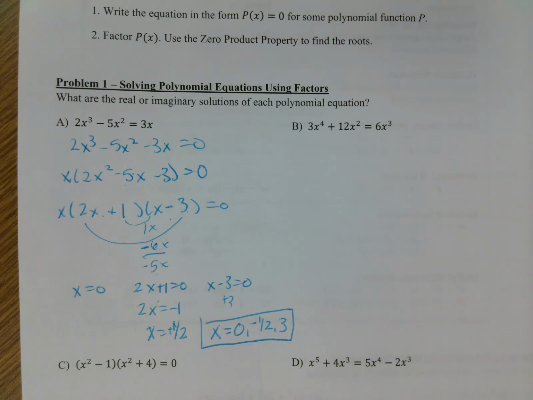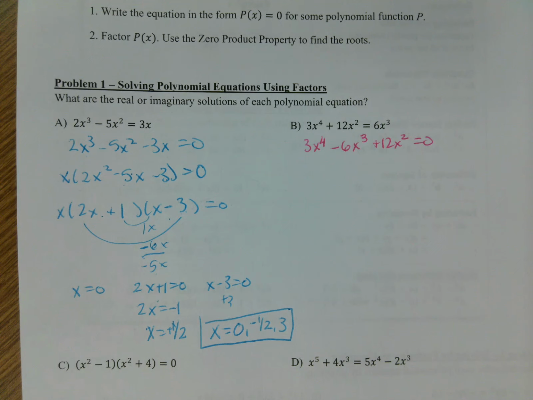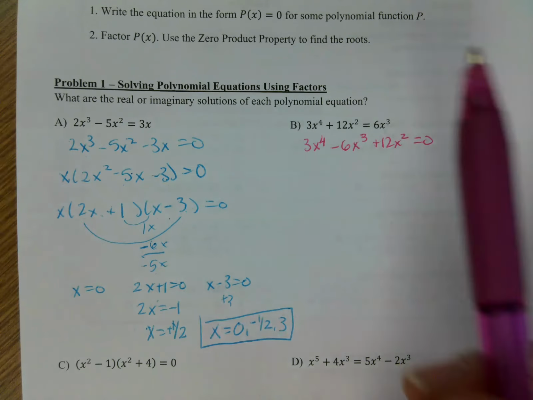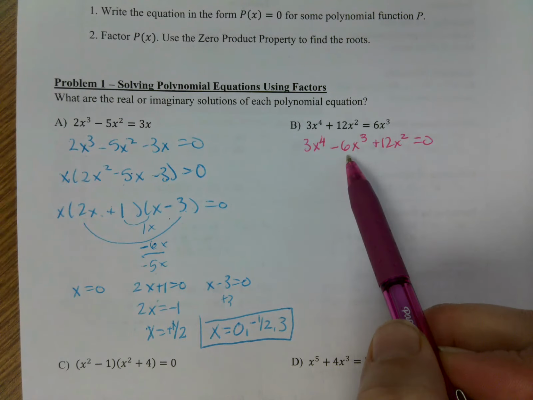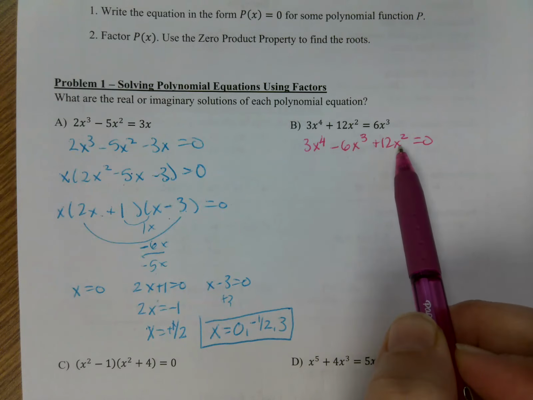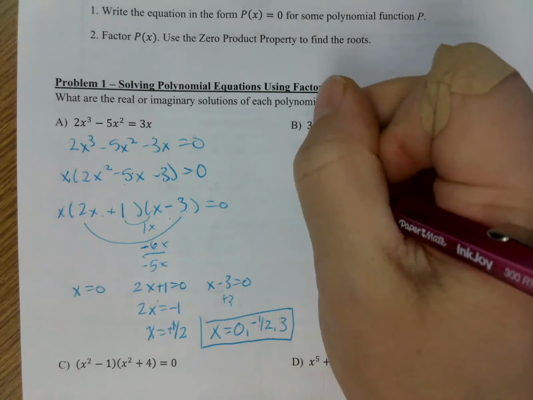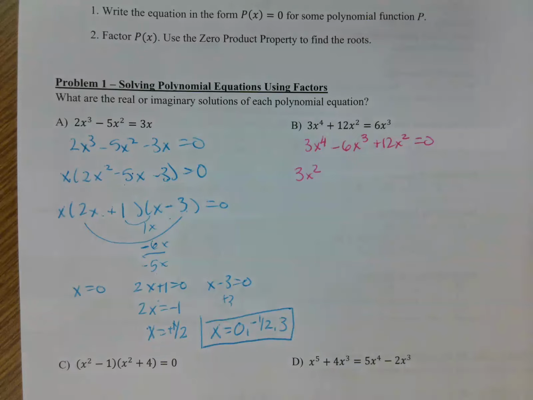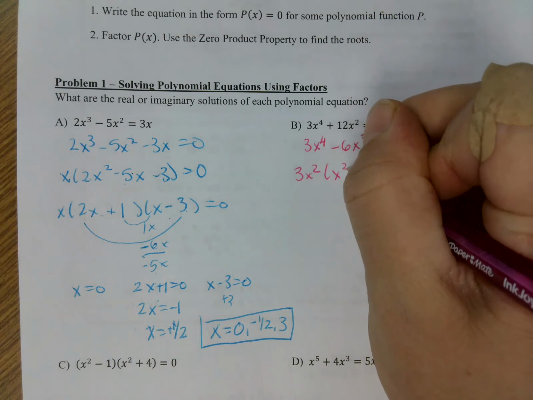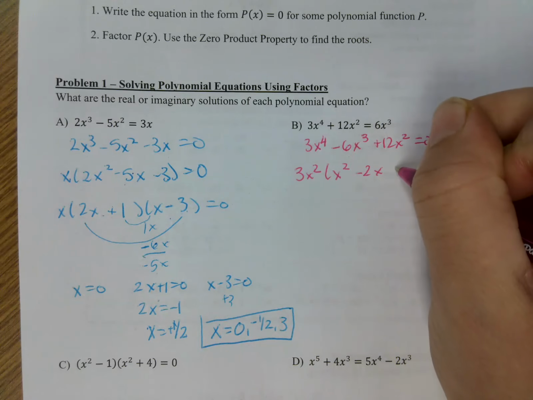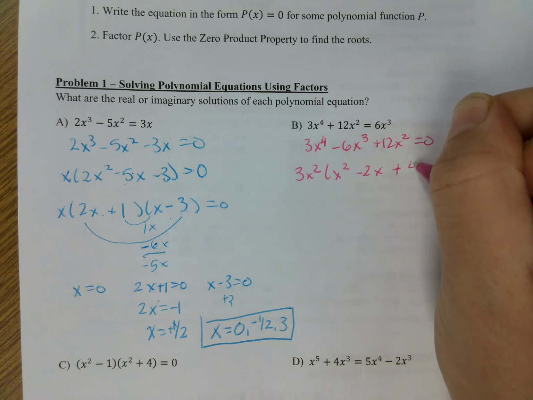I want you to pause the video and try to do B by yourself. If you're stuck, the first step should be subtracting the 6 over. Make sure this is in standard form. I notice I can take out a 3 and an x squared out of all these. So I'm left with x squared minus 2x plus 4.